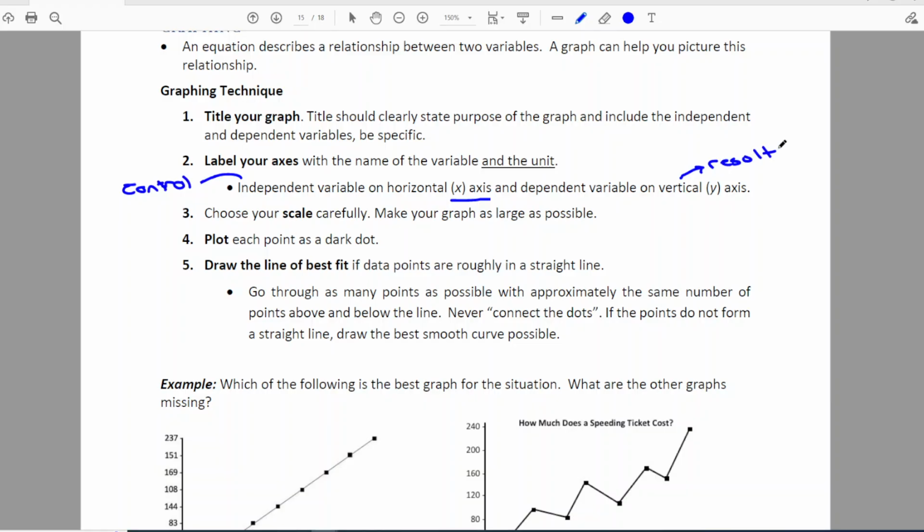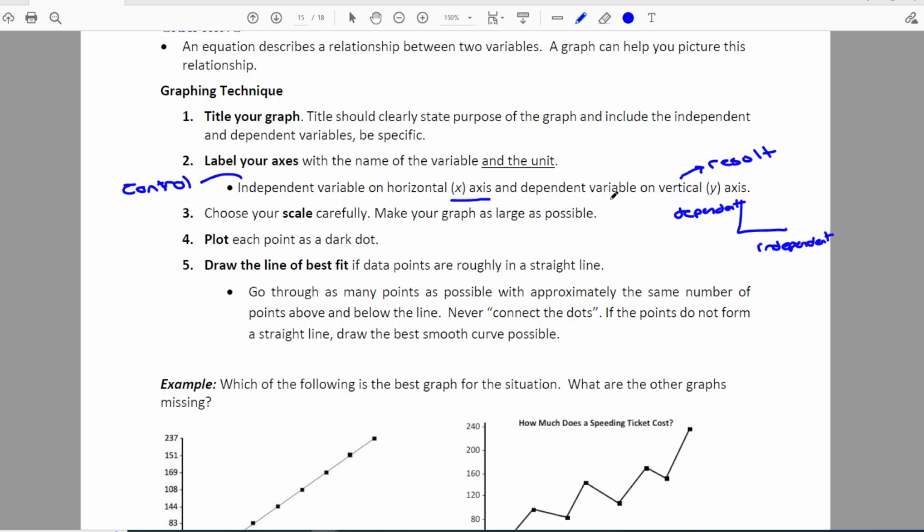When you change your mass, how much more does your wooden beam move? The movement of the beam is dependent on the amount of mass that you hung. So dependent depends on the independent. So this is always your dependent and it depends on your independent.